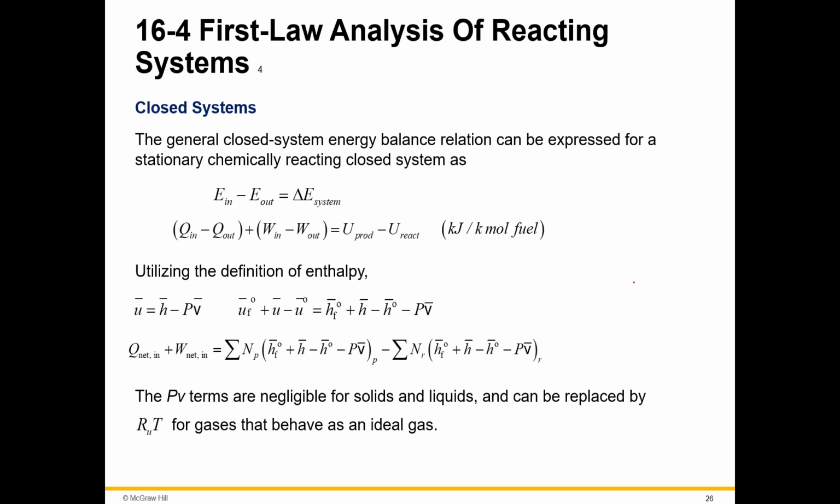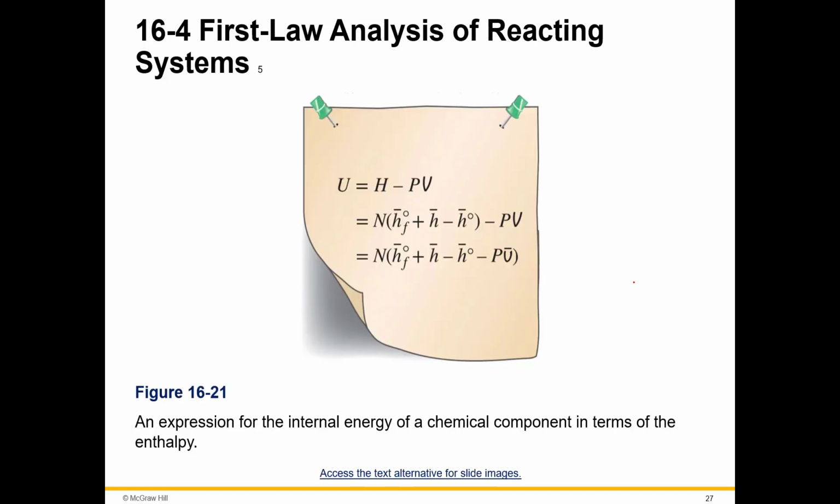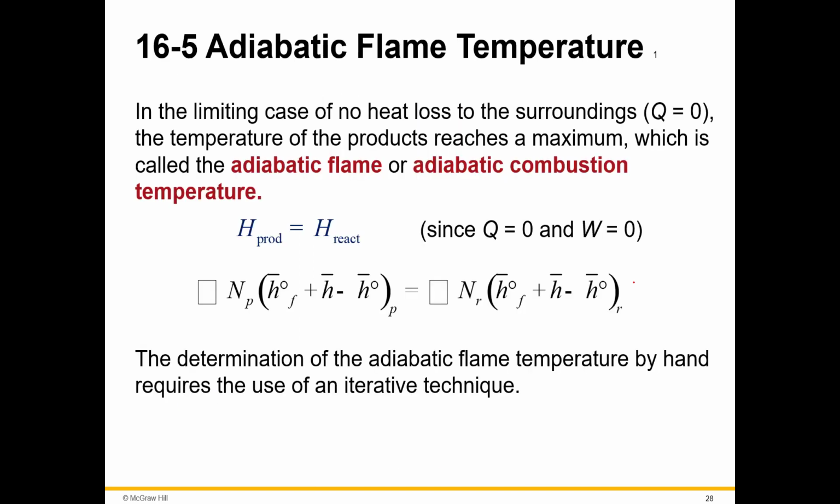So for a closed system, the general closed system energy balance relation can be expressed for a stationary chemically reacting closed system. And here's that information. Energy in less energy out is the total change in the energy of the system. Utilizing the definition of enthalpy, the PV terms are negligible for solids and liquids and can be replaced by R_u T for gases that behave as ideal gases. So an expression for the internal energy of a chemical component in terms of enthalpy is just this: U equals H minus PV, and then that's broken down.